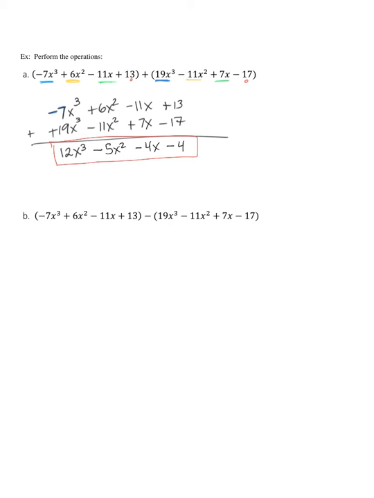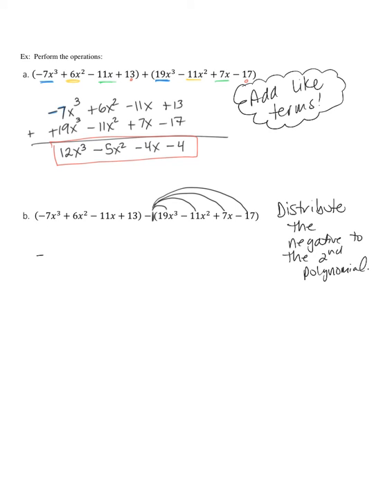Now it's really similar, except if you're subtracting, what you're going to do first is distribute a negative, just change the sign of everything on the second polynomial. All right, so I'm going to go ahead and stack this again because it's just a little easier for me to stay organized. So I'm going to copy that first one. Okay, and now I'm going to distribute the negative, so I change the sign on everything inside that second polynomial. So it'd be minus 19x cubed plus 11x squared minus 7x, and then plus 17.